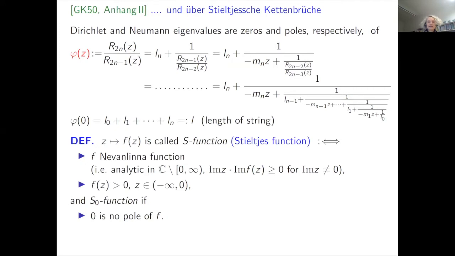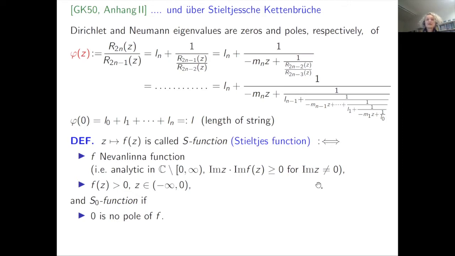So let's go a little bit more into detail here. First of all, this function phi, as we shall see, has a very particular property. Not surprisingly, it's called a Stieltjes function. And why? What is a Stieltjes function? A Stieltjes function is a function that is a Nevanlinna function. So it's a function analytic in the complex plane without the non-negative axis, mapping the upper half plane onto itself.